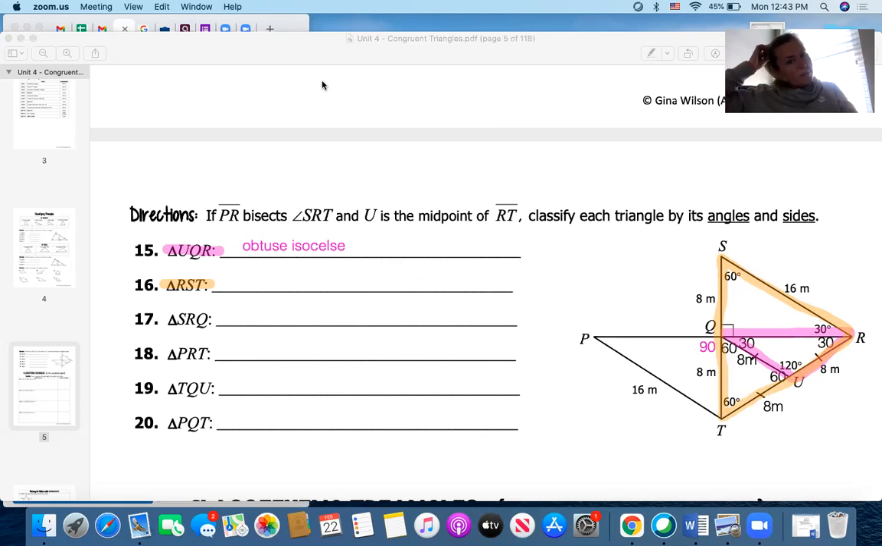So next we have this one that I'm highlighting in orange, and it's RST. And if we look, all of the corners of that are actually 60 degrees. So we know it's equilateral and equiangular. And there should not be an and sign.